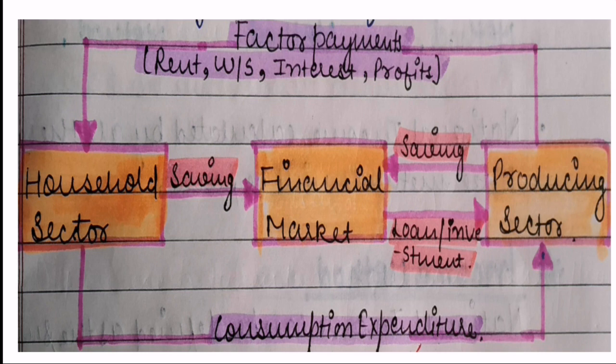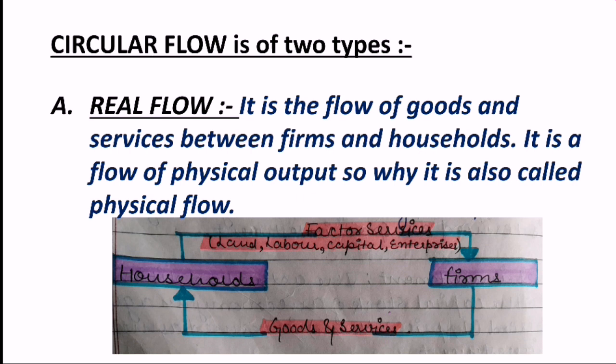Okay, so in this way the money continues to flow in a circular way and thus forms the circular flow of income. Here you can see in this diagram the producing sector, that is firms, are providing factor payment in the form of rents, wages and salaries, interest and profit to households, and households are providing consumption expenditure to firms, and in between is the financial sector, that is banks, etc., in which they are doing savings and are also taking loans from them.